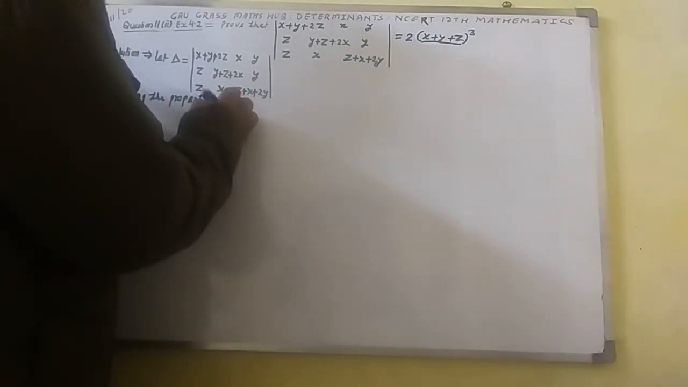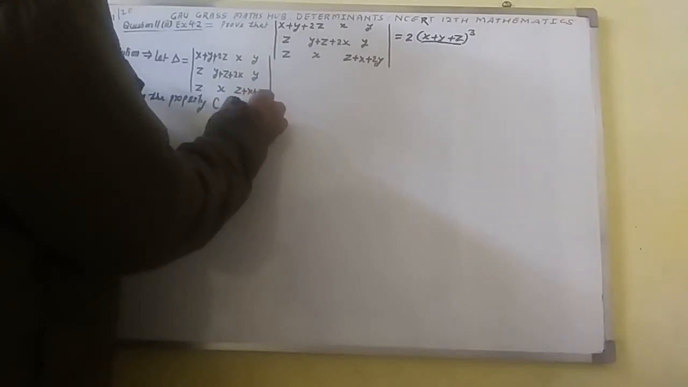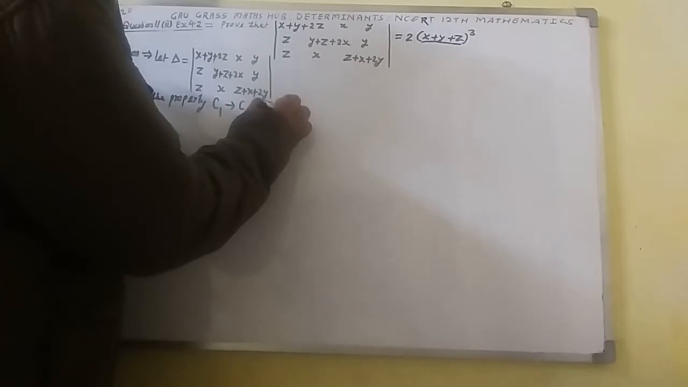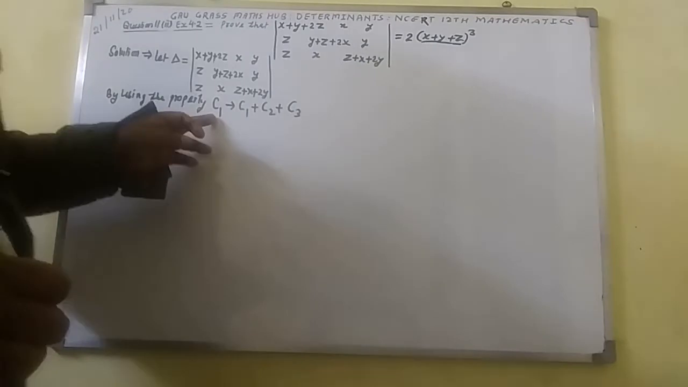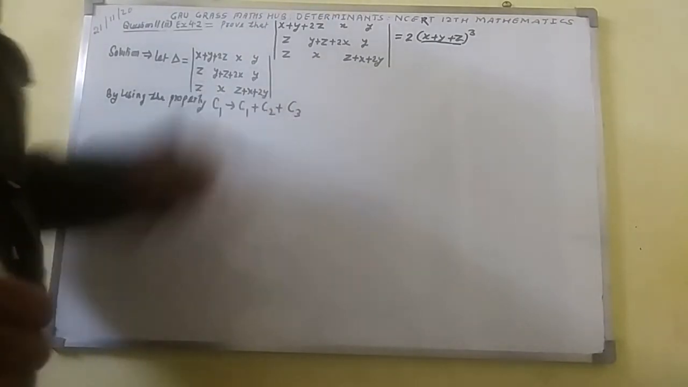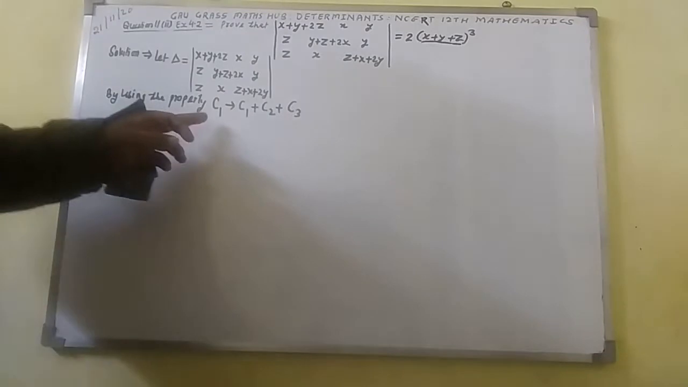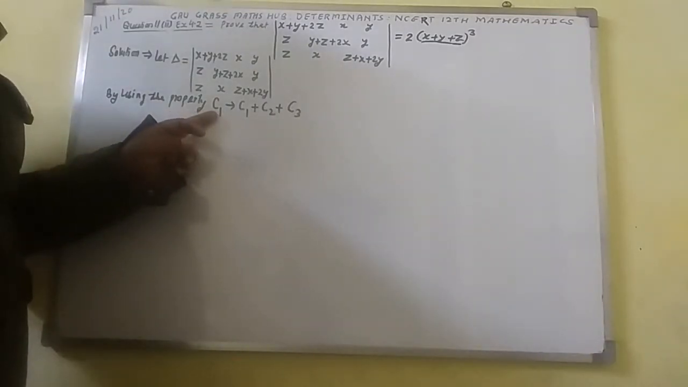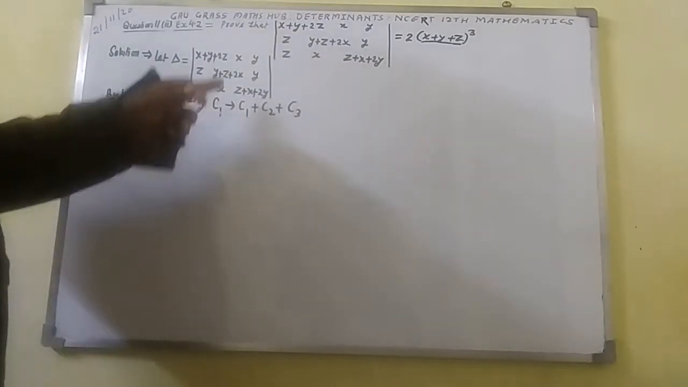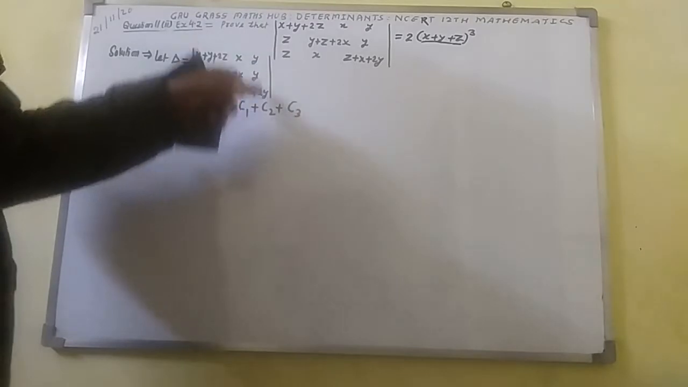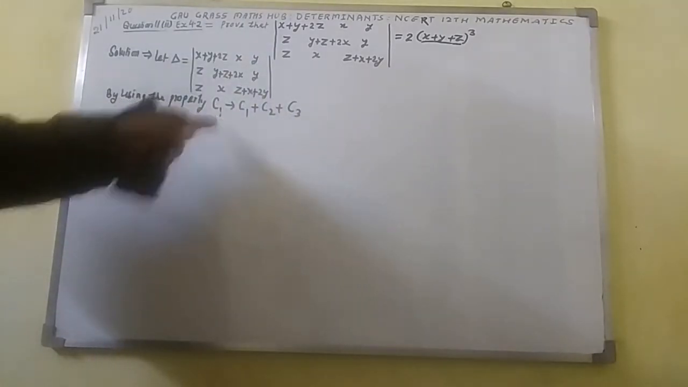C1 goes to C1 plus C2 plus C3. This property I shall use here. Here it is written C1 goes to, which means that changes will occur only in the first column. There will be no changes in the second column and third column.